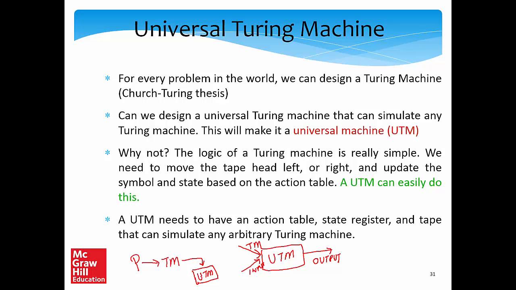The logic of a Turing machine is really simple. What do we do? We read the current state and the symbol that is pointed to by the tape head, then consult the action table, change the current state, write a new value in the tape, overwrite the earlier symbol if required, and then move the tape head left or right. If this is all that needs to be done, a UTM or a universal Turing machine can easily do this. It can take a Turing machine as input and then easily simulate it.